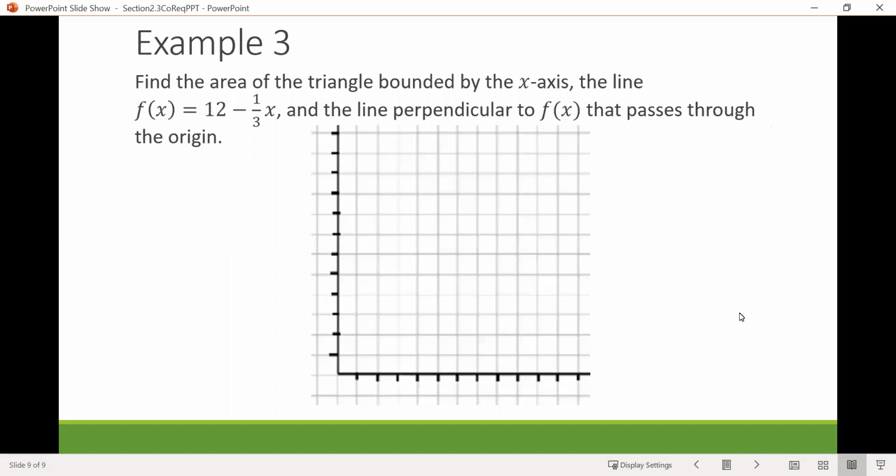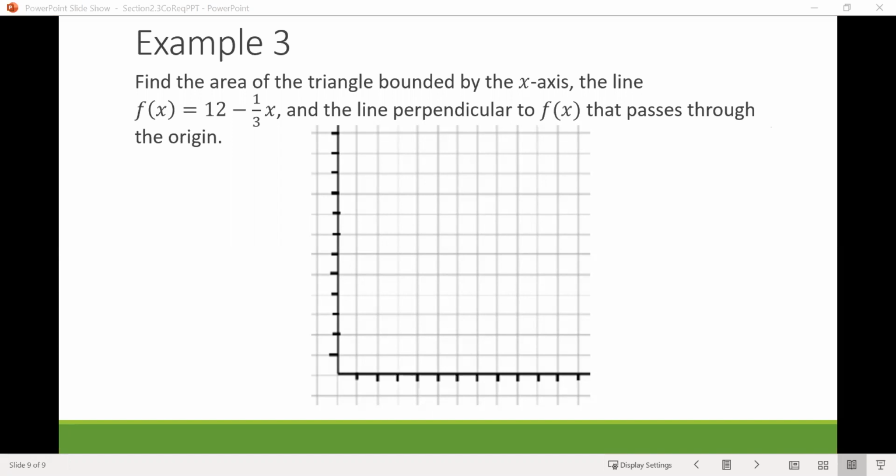So first of all, here is the problem. We're asked to find the area of the triangle that is bounded by the x-axis, the line f of x equals 12 minus 1/3 x, and the line perpendicular to f of x that passes through the origin. Holy, what is going on there?